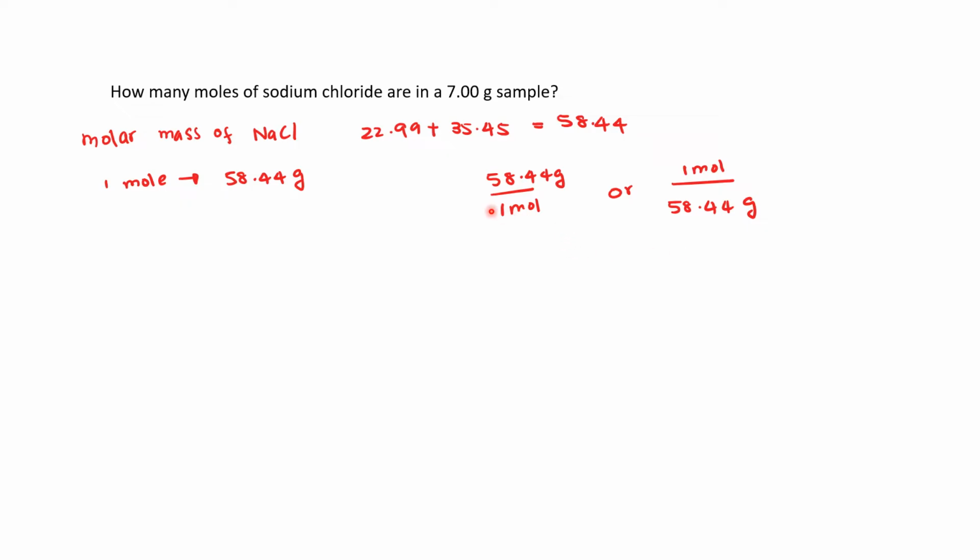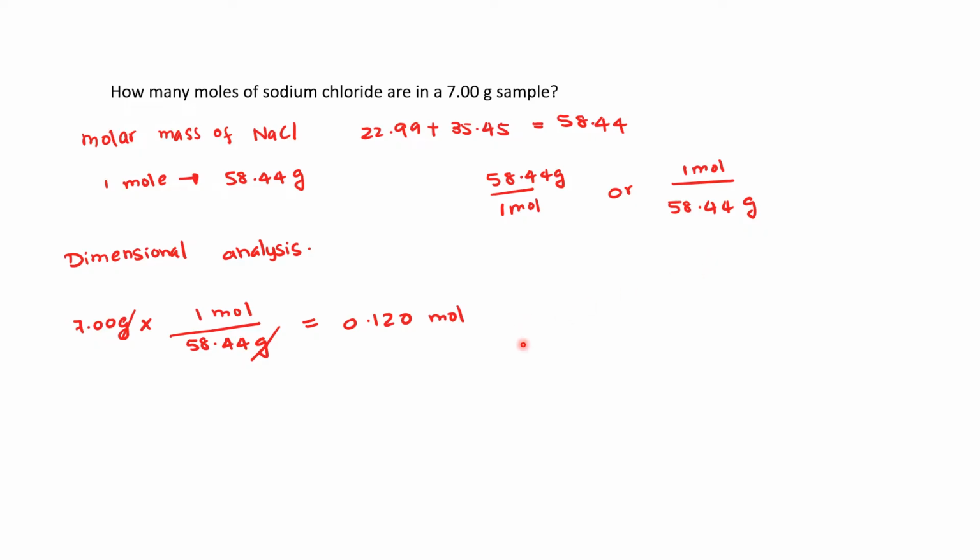If you remember the dimensional analysis, we can write down this information as fractions in two ways. That means 58.44 grams over 1 mole or 1 mole over 58.44 grams. So let's do a dimensional analysis here.